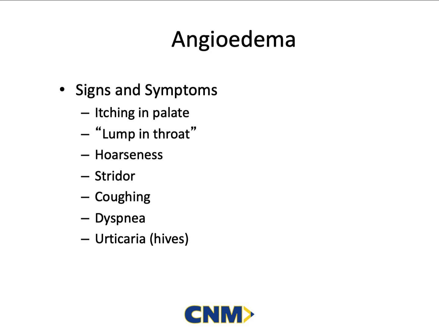So classic signs and symptoms: they have itching in the palate, usually right in the top hard palate of the mouth itself. They might describe it as feeling a lump in their throat. You can hear the stridor, the persistent cough, and it's usually a persistent dry hacking cough, almost similar to a smoker's cough that doesn't produce anything. Shortness of breath, they could have the urticaria as well.